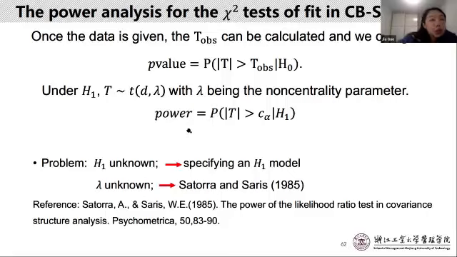To conduct the power analysis, we also have some problems. The first problem is that we do not know the alternative hypothesis, so we need to specify one. The next problem is that this non-centrality parameter lambda is unknown. The calculation of this lambda is a little complicated, so you can refer to this paper. This paper studies how to calculate this lambda.